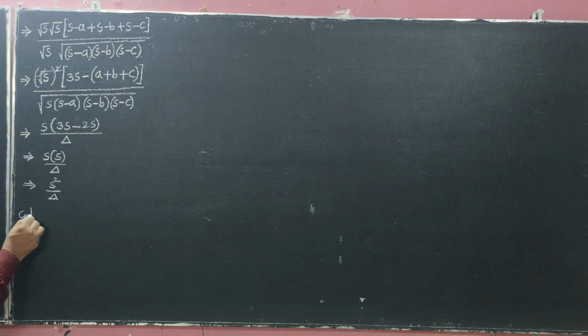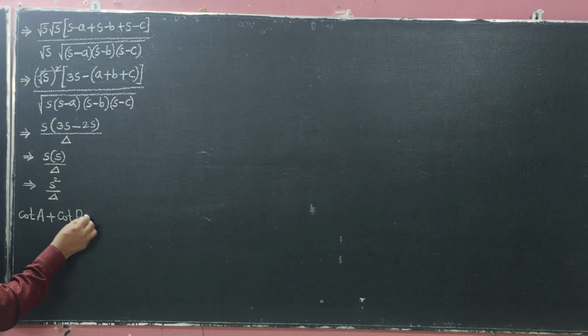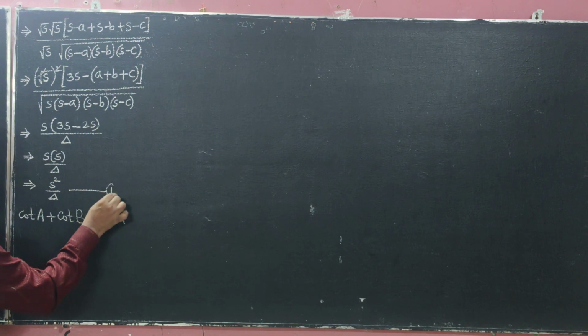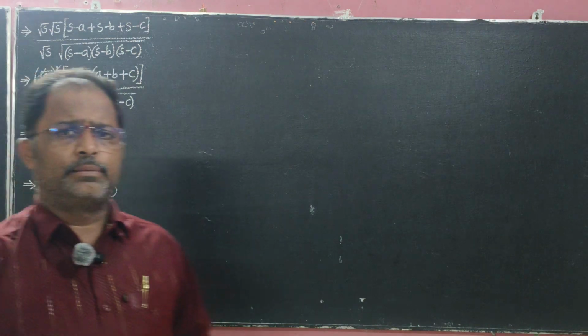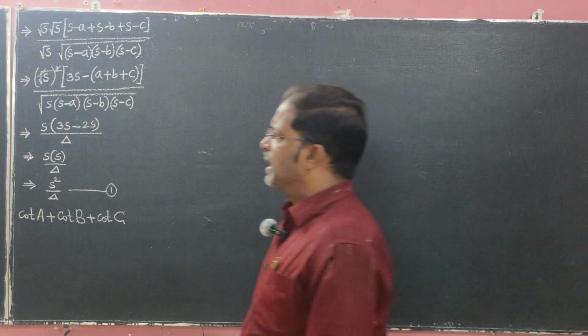Now the denominator. What is the denominator? cot A plus cot B plus cot C. Let it be equation number 1. The numerator's answer, what is the numerator answer? S square by delta is the numerator answer. Now we have to find out the answer of the denominator.